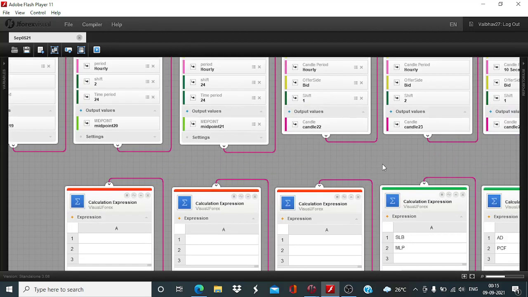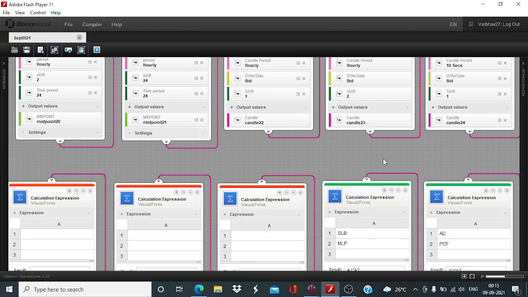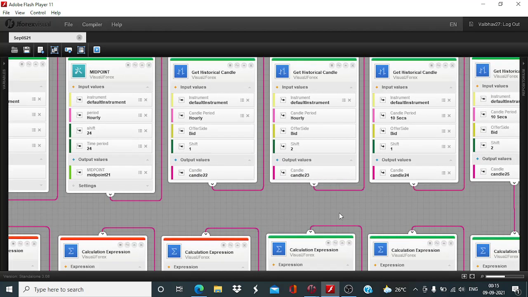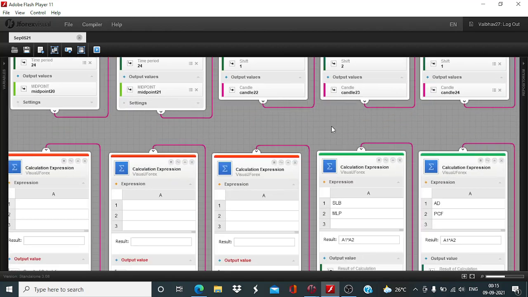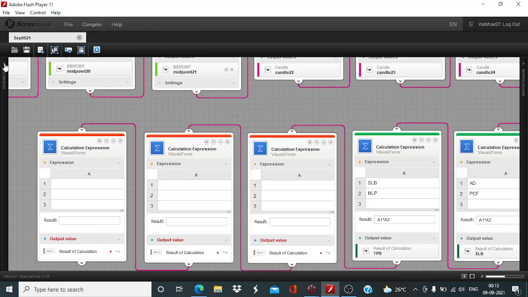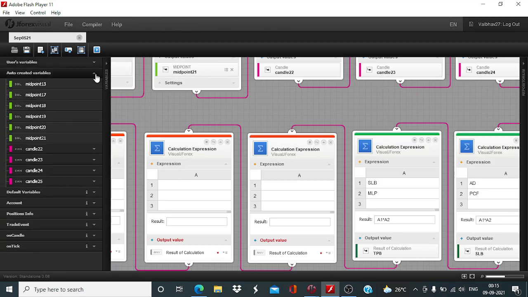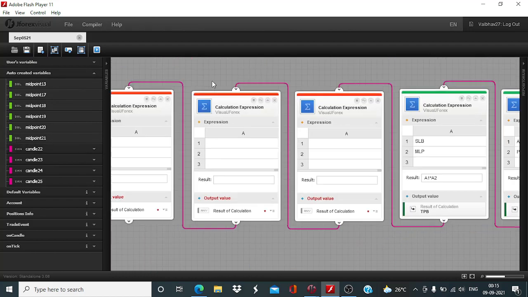So we take the difference between these two hourly candles. We take the closing value of the candle 22nd, which has the shift value of 1, and compare it to the low of candle 23rd, which has a look back period of 2, and you will have this difference utilized to define the stop loss and take profit.